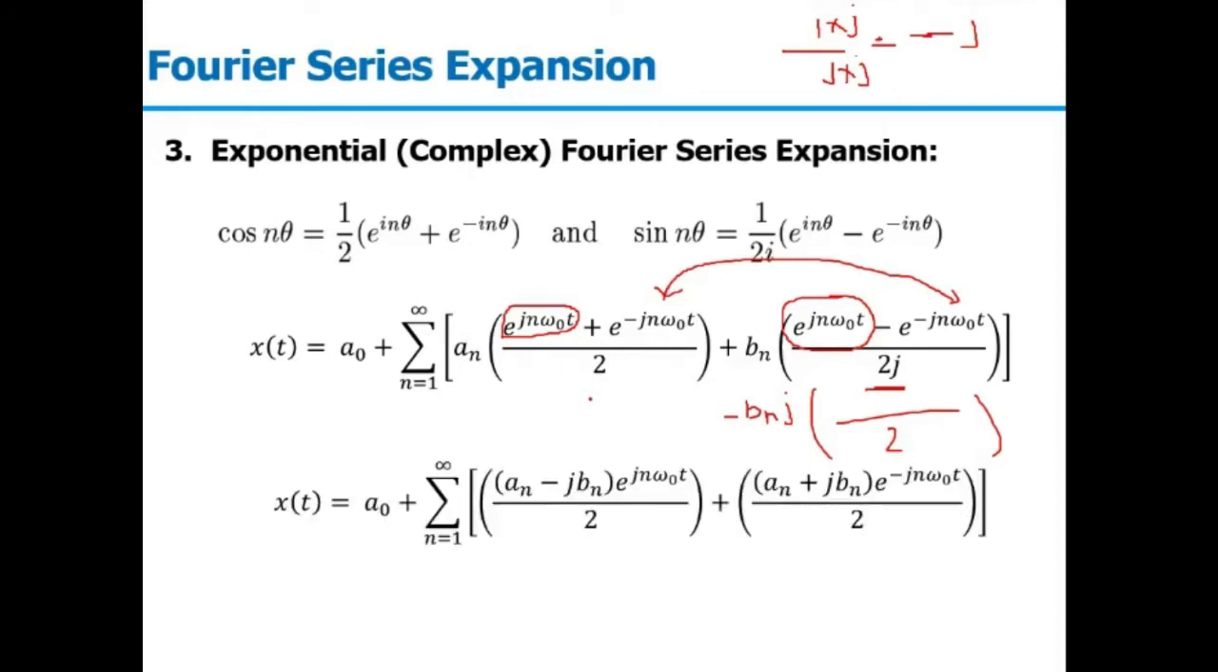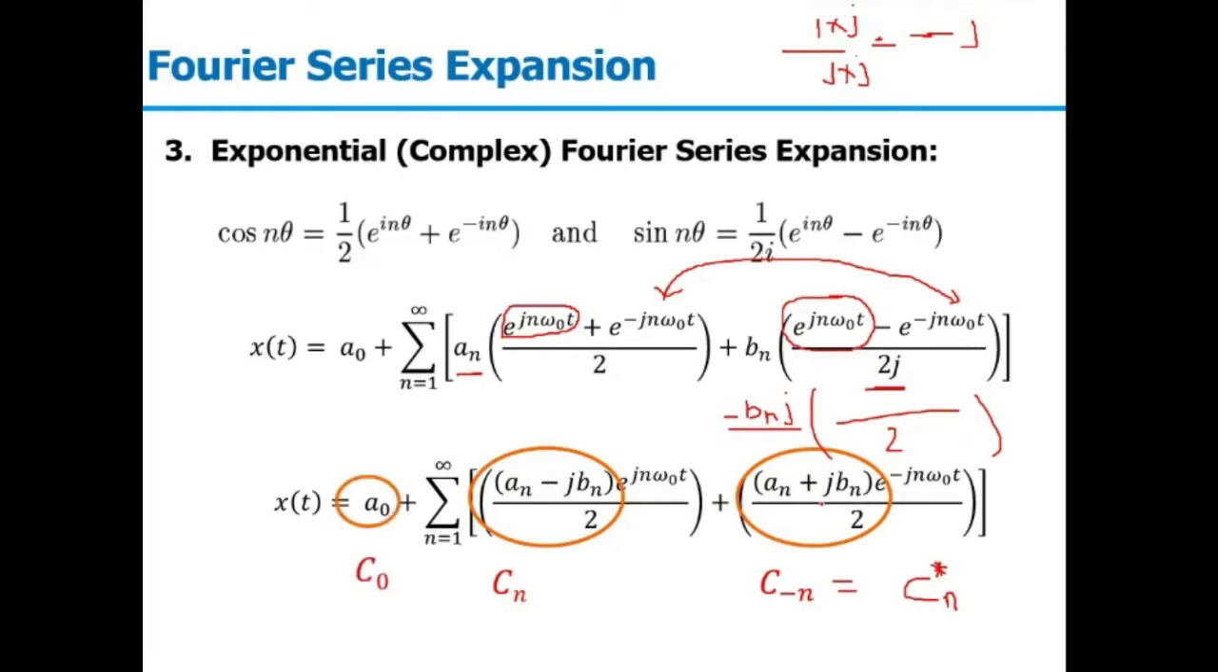So while doing the modification, this will be a n minus j b n into e power j n omega naught t. Similarly, for the negative side, it will be a n plus iota b n e power minus iota n omega naught t by 2. This term we call c n, and the next one we call c of minus n. Sometimes we also call that the complex conjugate of c n, because in that case the imaginary term will be on the negative side, so it will be a plus iota b n.